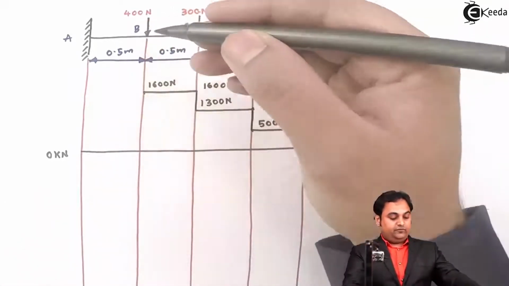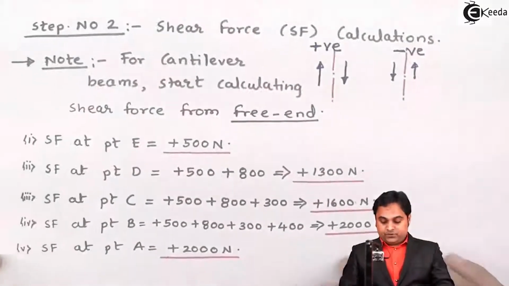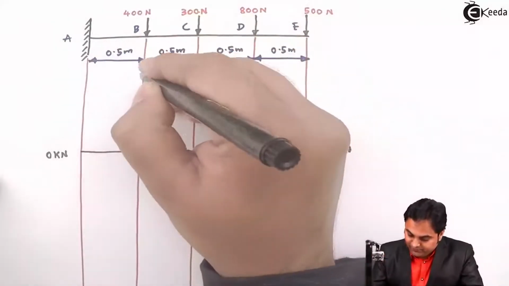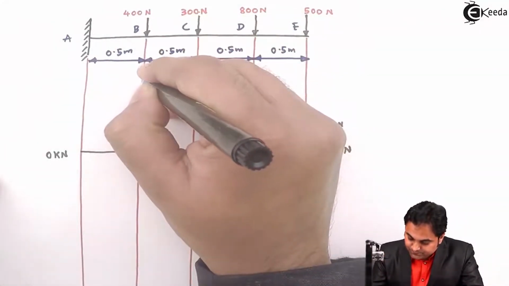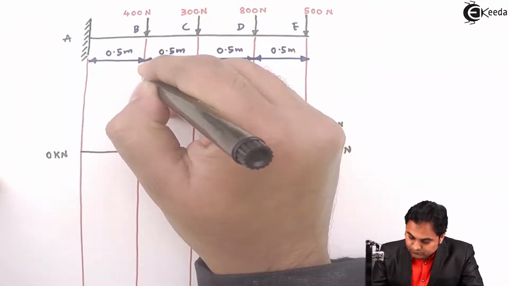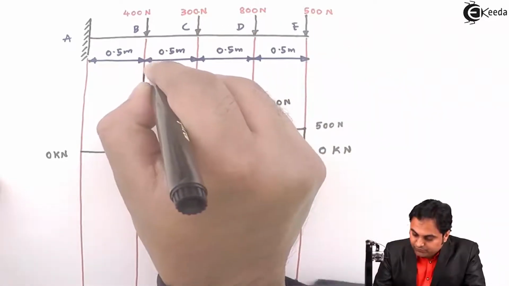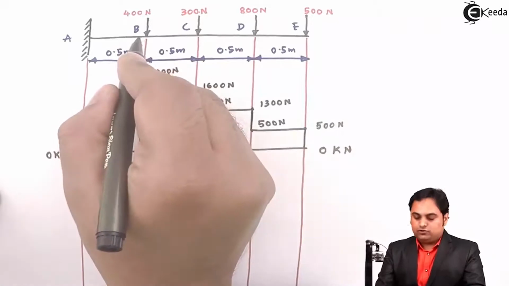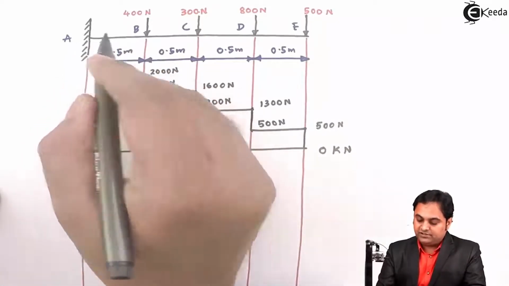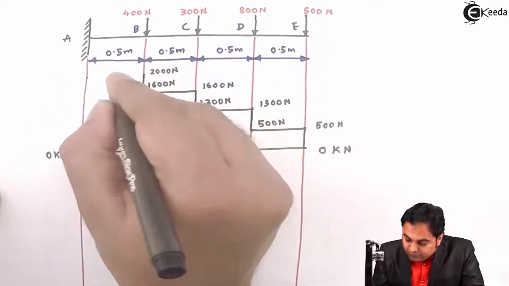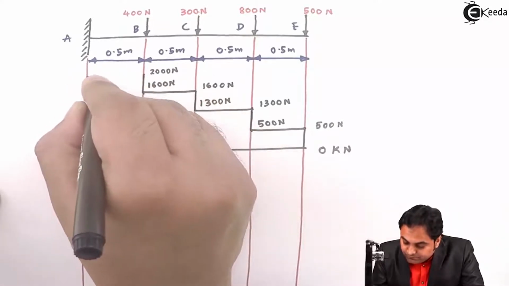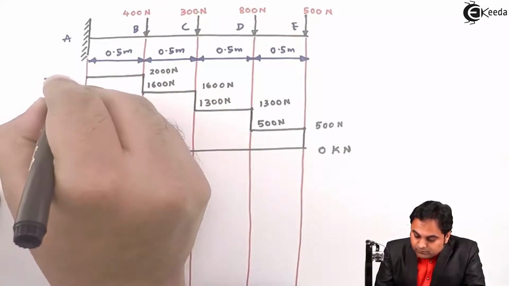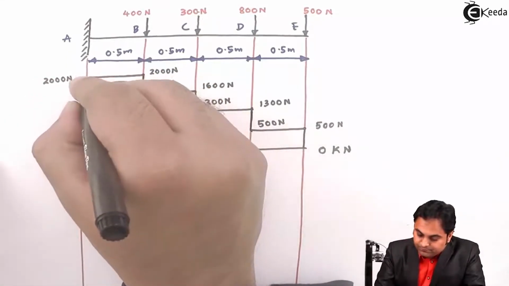Next, to the left of B, it is 2000 Newton. So at point B, the value increases up to 2000 Newton. Now this value of shear force will be constant from B to A, as there is no load from B to A. 2000 Newton.